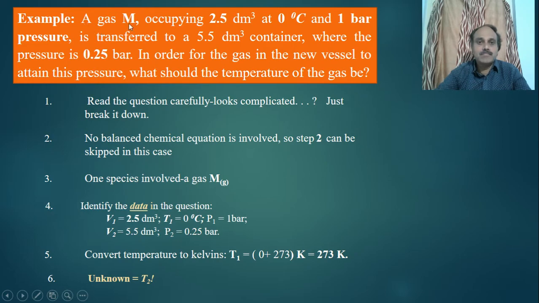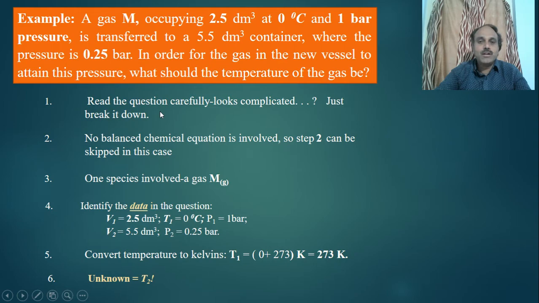A gas M occupying 2.5 dm³ at 0 degrees Celsius and 1 bar pressure is transferred to a 5.5 dm³ container where the pressure is 0.25 bar. In order for the gas in the new vessel to attain this pressure, what should be the temperature of the gas? Here, the first step is to read the question carefully. If it looks complicated, just break it down. I have read the question.